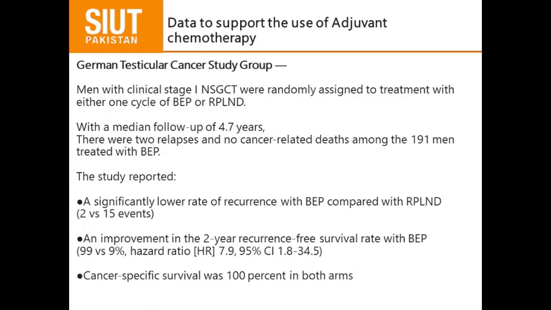Now, data to support the use of adjuvant chemotherapy. There was the German Testicular Cancer Study Group. Men with clinical stage 1 non-seminomatous germ cell tumor were randomly assigned to treatment with one cycle of BEP or RP-LND. The median follow-up was 4.7 years.